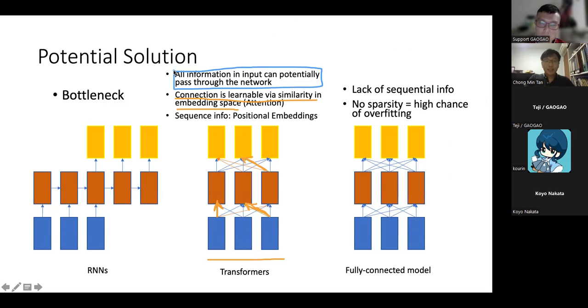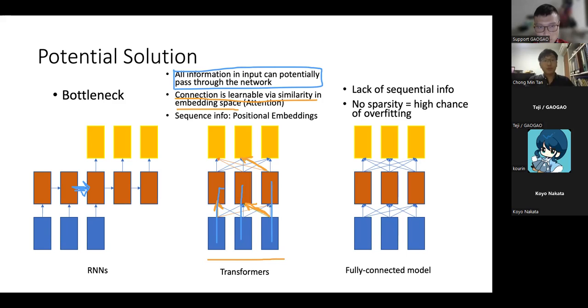Remember in the earlier RNN, I only depend on this earlier state vector. But for a transformer, all potential information can pass through the network together. This means you do not have an issue with the memory buffer. You can process all the information together. That is one big advantage of a transformer model: it overcomes the bottleneck issue.